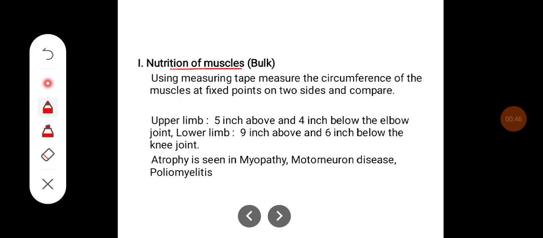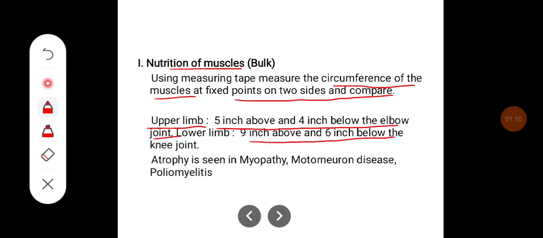Assessment of nutrition of the muscles, or the bulk of the muscles. Using a measuring tape, measure the circumference of the muscles at a fixed point on two sides and compare. The upper limb bulk has to be measured at 5 inch above and 4 inch below the elbow joint, and in the lower limb 9 inch above and 6 inch below the knee joint. Muscle atrophy is seen in cases of myopathy, motor neuron diseases, and poliomyelitis.